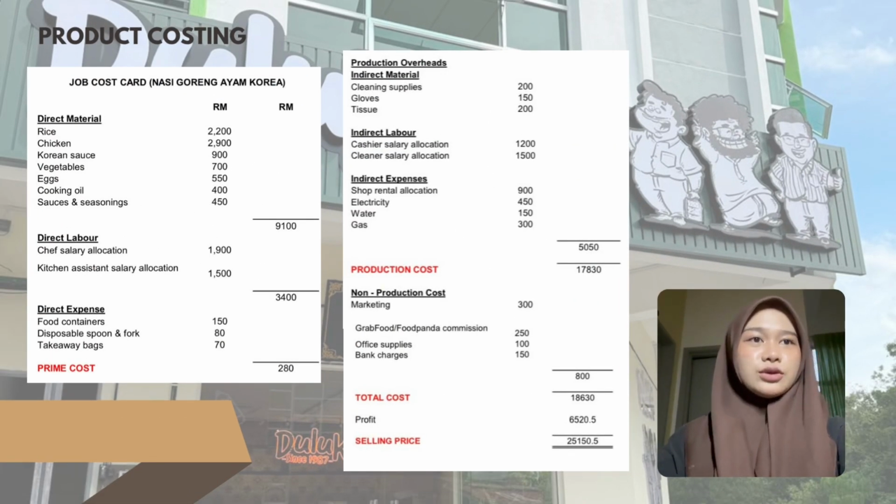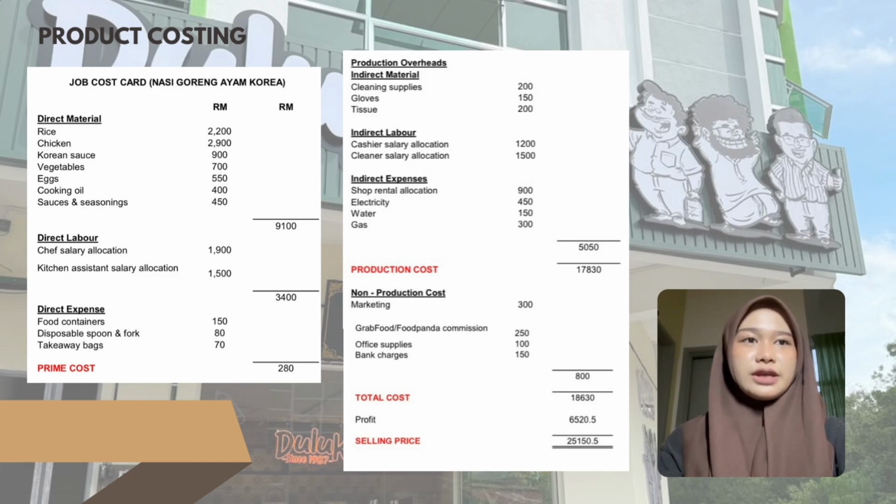Next is the job cost card for nasi goreng ayam Korea. The direct material cost is 9,100, which include rice, chicken, Korean sauce, vegetables, eggs, cooking oil and seasonings. The direct labor cost is 3,400, while the direct expenses are 300 for food containers, disposable cutlery and takeaway bags. This gives a prime cost of Rm 12,800.